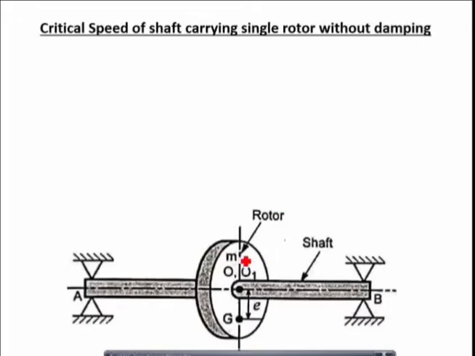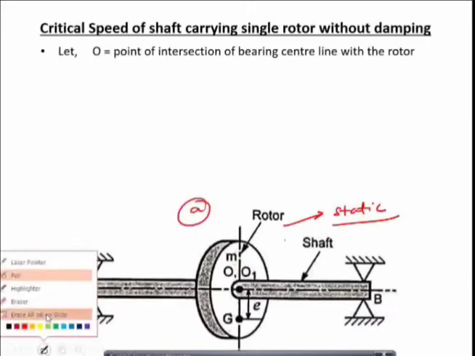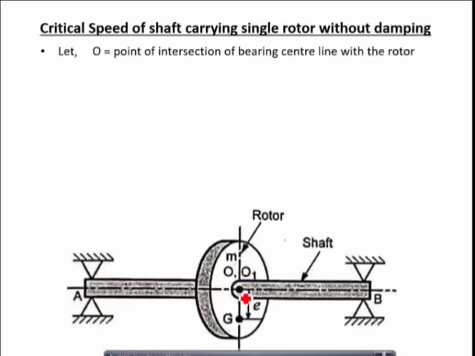So again, consider a shaft at its equilibrium position or a static condition. The shaft is not rotating at omega radian per second. Let us consider a horizontal shaft having negligible inertia and carrying a single rotor, and figure A shows the shaft in a static condition. First of all, let us define the parameters. Point O is the point of intersection of the bearing line with the rotor. So this point O is basically the point on the axis of rotation.